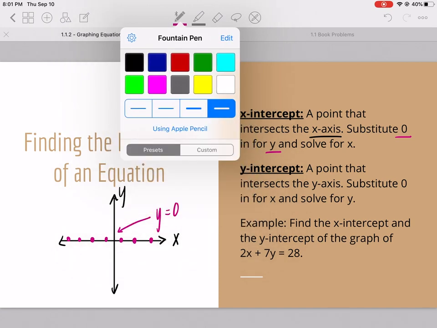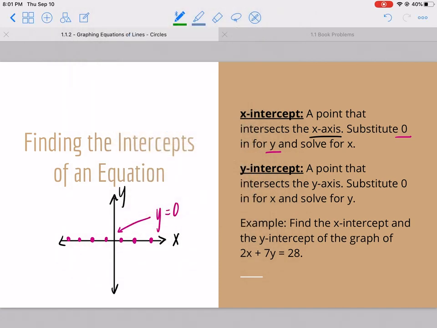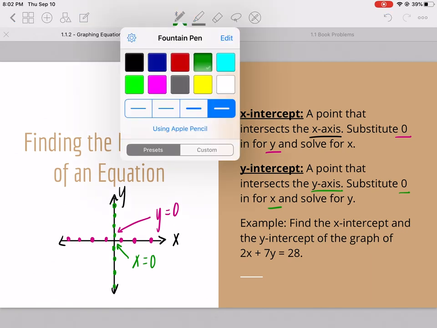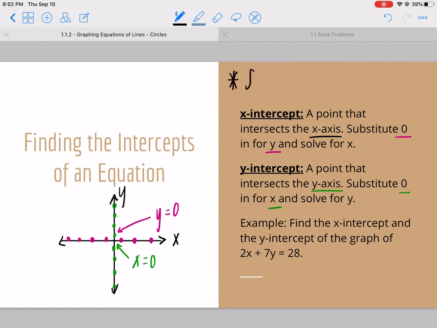Okay, and then similarly, a y-intercept is a point that intersects the y-axis. And so since it's any point on this axis, y can be anything, but if you look, x right here along this entire axis is equal to 0. So you would set x equal to 0 and then solve. Okay, so to find an x or y intercept, you always set the opposite variable equal to 0.